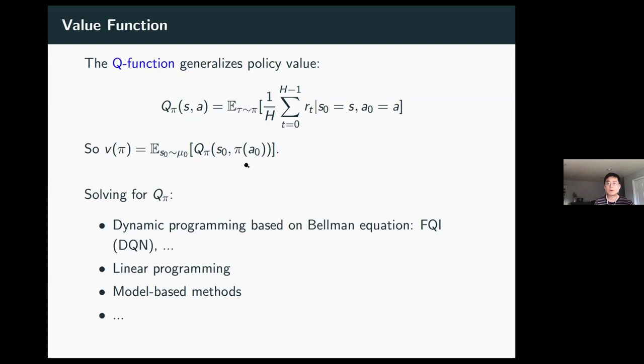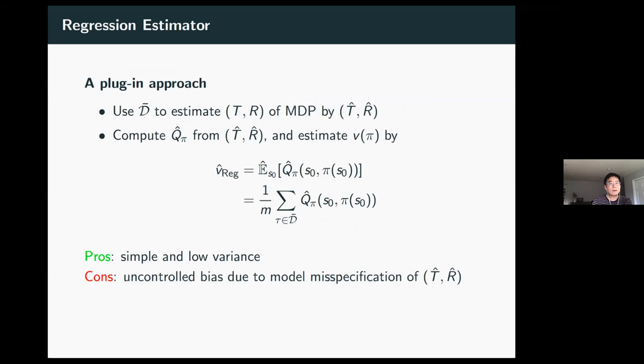And if you have data, you can solve for Q pi in many ways, such as dynamic programming, linear programming, or a model-based approach. One popular approach is as follows. It's a model-based approach, sometimes called the regression estimator. What it does is use the data set to estimate the transition and reward function of the MDP. Let's call them T hat and R hat. Then you can compute Q hat, an estimate of the Q function, from this estimated model, and then estimate the value of the policy by using this Q hat.